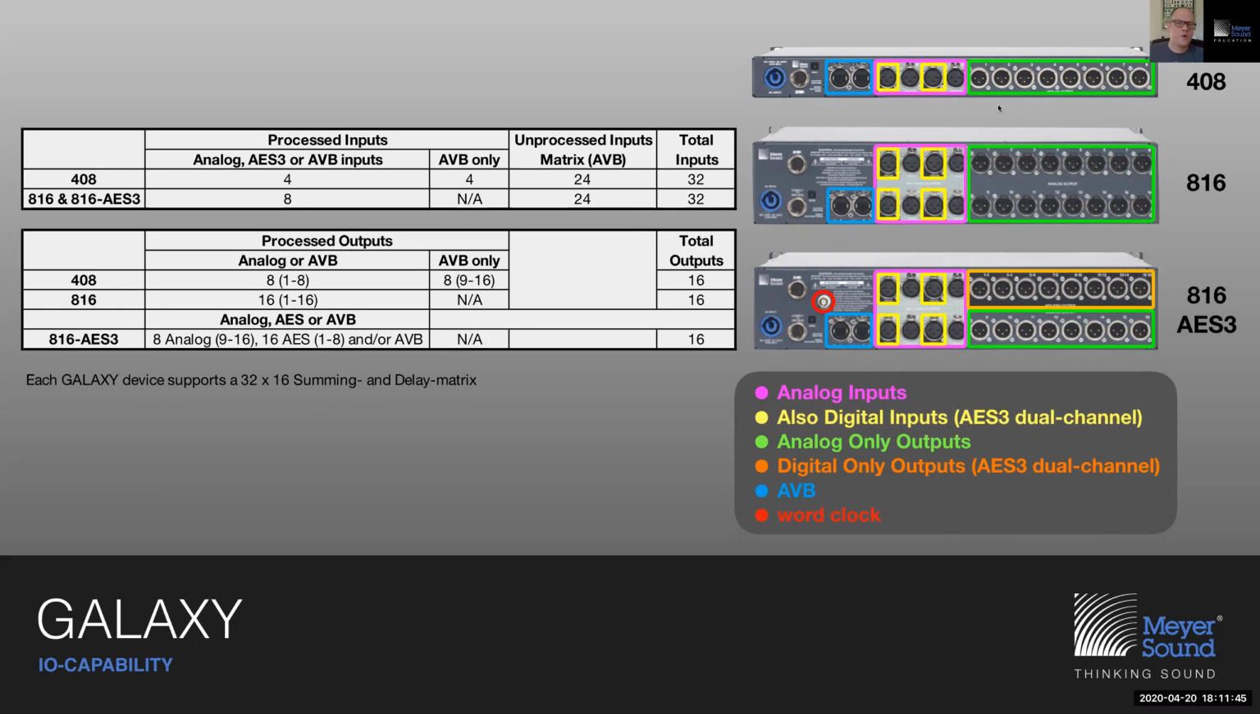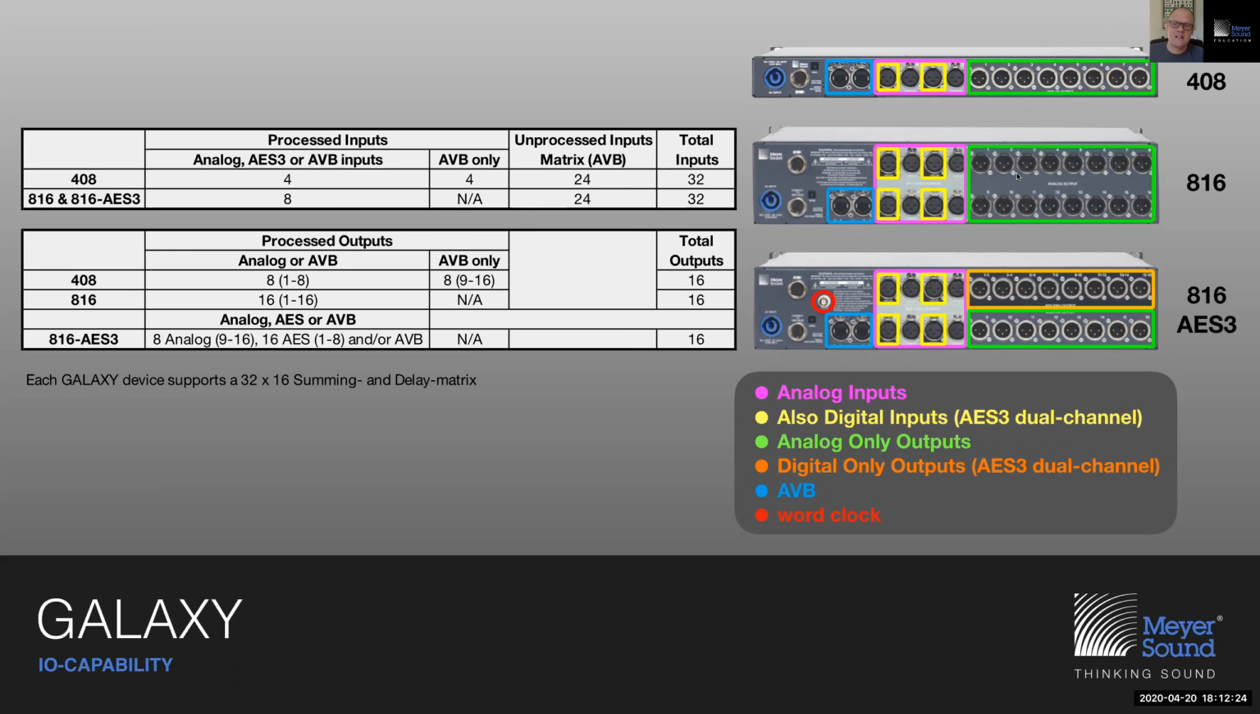So how does the 408 differ from the 816? Well, as you can see, the 816 has twice as many inputs and twice as many outputs. So there's 8 analog inputs to choose from, and 4 of those double again as AES3 digital inputs. And we have 16 analog outputs instead of 8. And finally, the flagship model, which is the 816 AES3. It has the same input section as the 816, but it has digital outputs besides analog outputs as well.